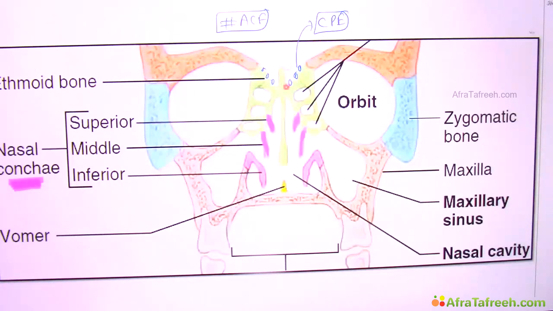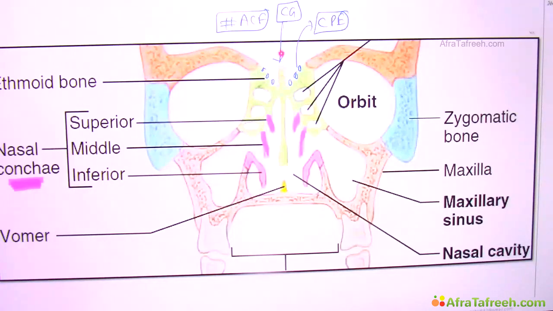And what is this projection? That is called crista galli. What is crista galli? Crista galli is a midline projection in the floor of the anterior cranial fossa. Crista galli is a part of ethmoid bone. Yes, it is a part of ethmoid bone, and it is at the floor of the anterior cranial fossa.